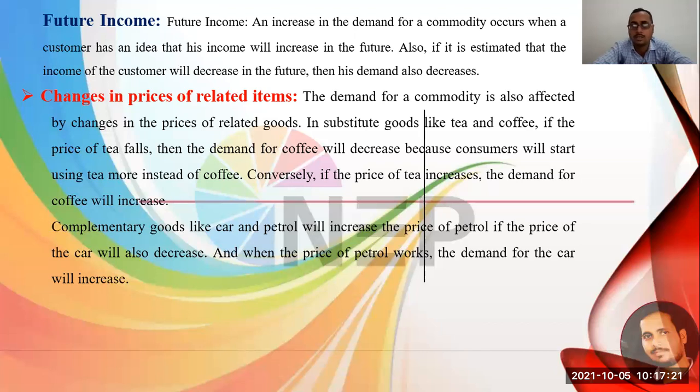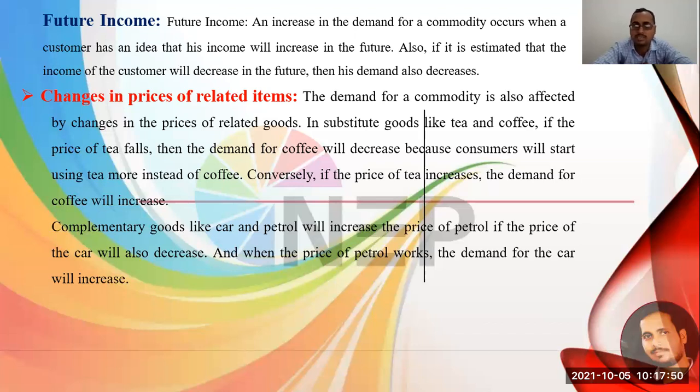Now about complementary commodities, complementary goods like car and petrol. It means those commodities which are used in combination, those commodities which are not consumed singly but used as a group, like bread and butter. As examples, petrol and car, ink and pen. So these are a few examples of complementary commodities.